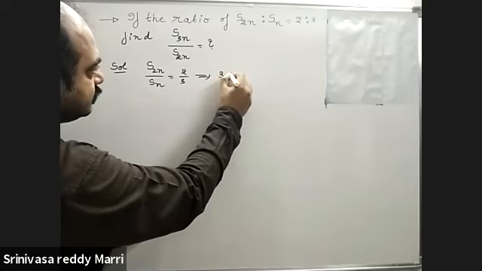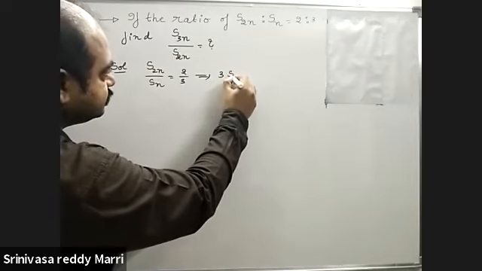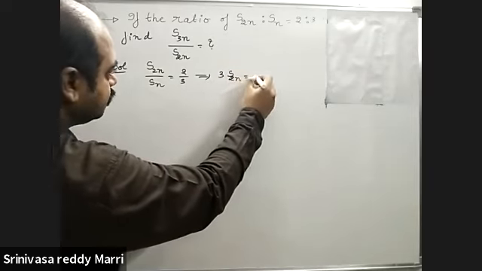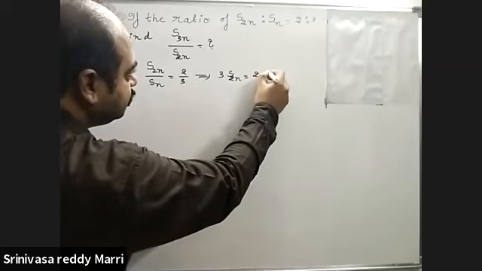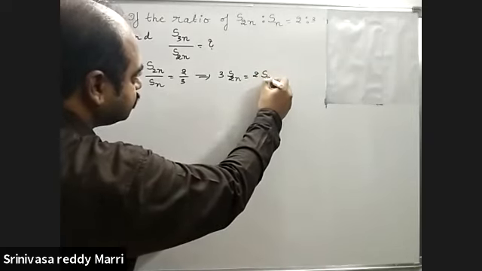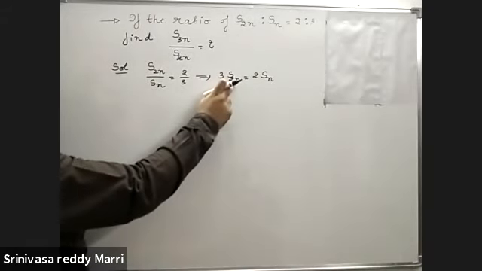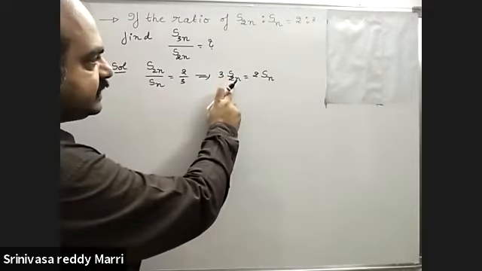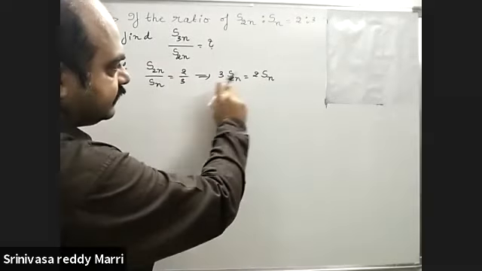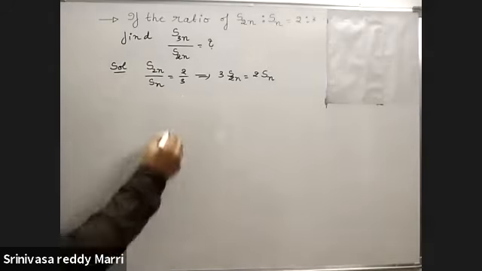This implies S2n is equal to twice Sn. Actually, this is the sum of first 2n terms, that is 2n/2 into 2a plus (2n minus 1) into d. That formula can be written, but that will be a longer approach.